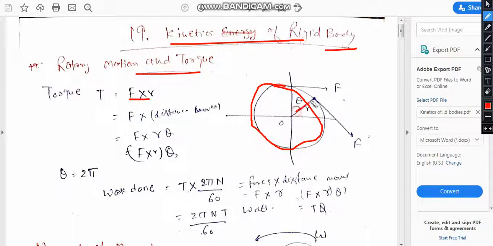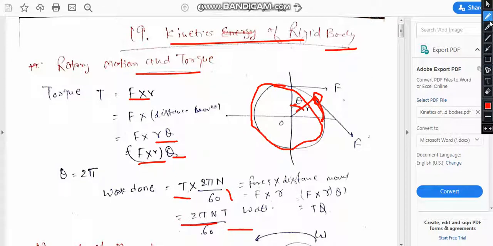If r is the radius of this path and theta is the angle made by the position of the particle, then the distance moved through the angle theta is s equal to r into theta. This arc is angle times radius, so F cross r into theta, and that is your torque. If theta is equal to 2 pi, the work done is T into 2 pi N by 60. So the total work done is 2 pi N T upon 60.